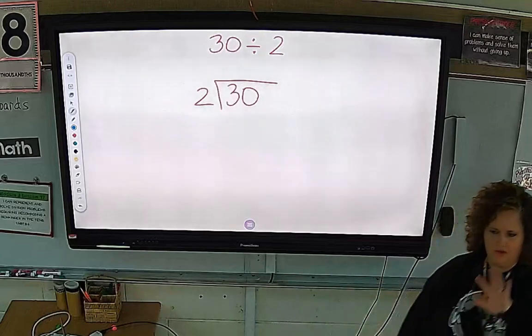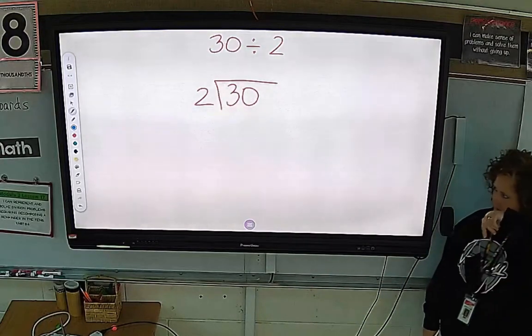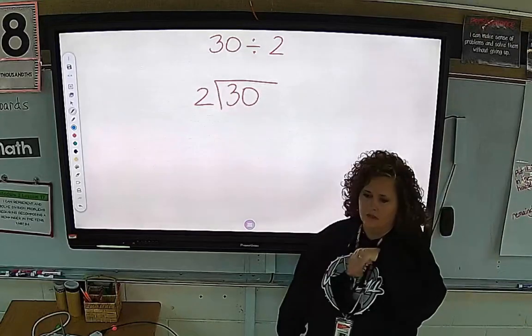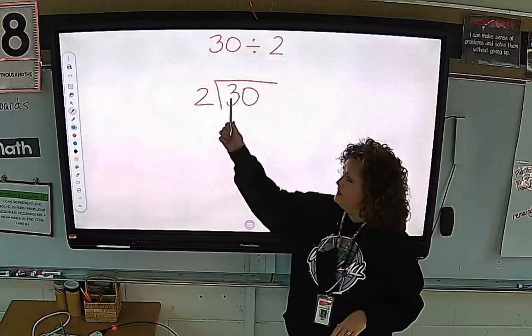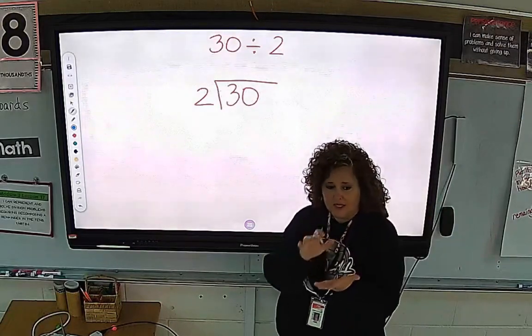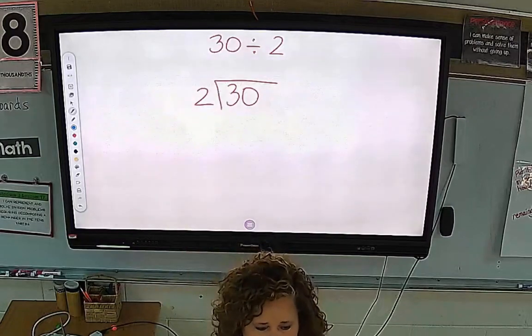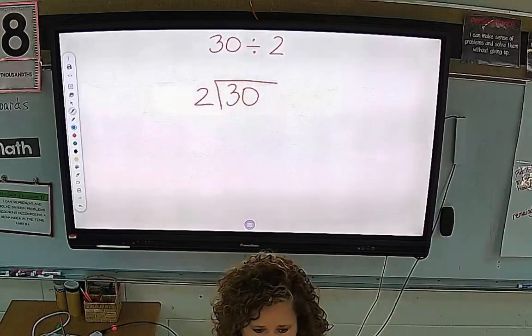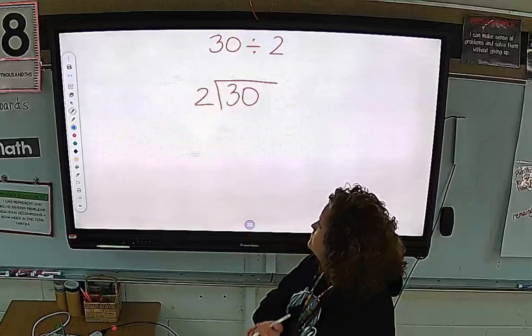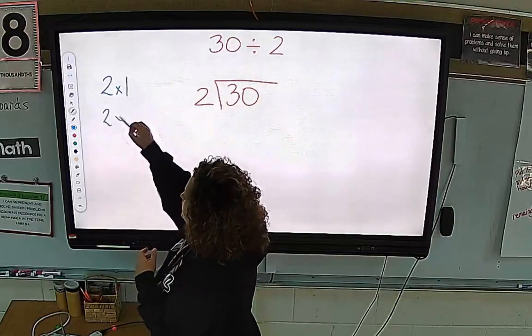What would we do first? Will, go ahead. How many twos can you get out of 3? Yeah, because this is smaller than this, we're going to just look at the 3 right now. Valerie, how many 2s can I get out of 3? If I have 3 of something, how many times can I grab 2? Think about your 2s. 2 times 1, 2 times 2.